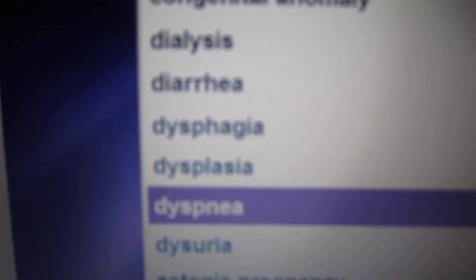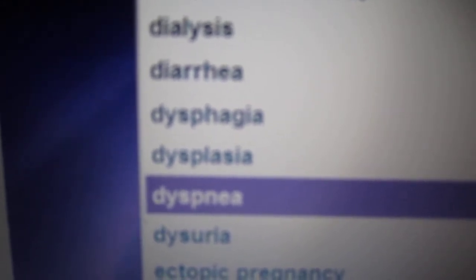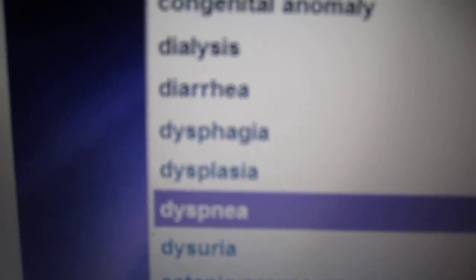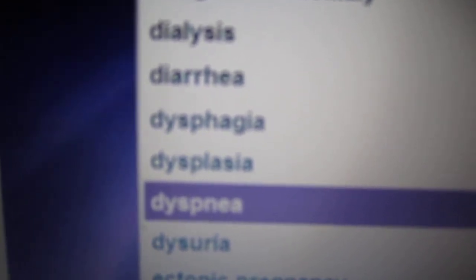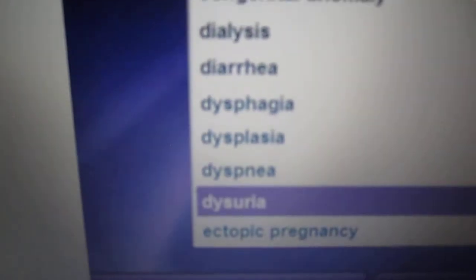Dyspnea. A patient with dyspnea has difficult, painful breathing. Dyspnea can result from obstruction of airflow into and out of the lungs. Dysuria. Dysuria is painful urination.